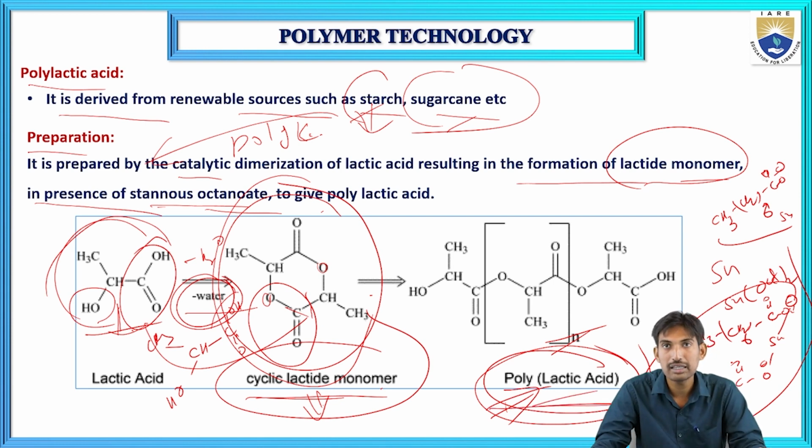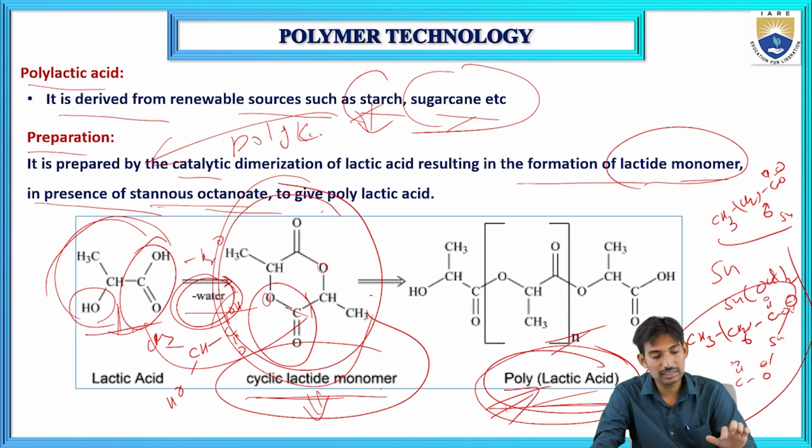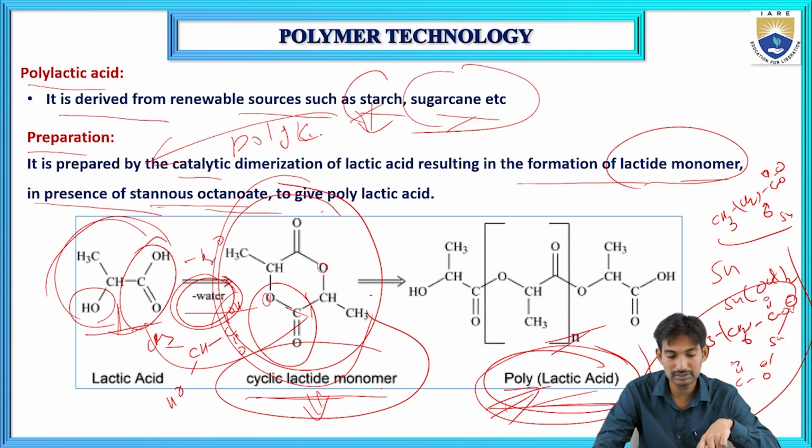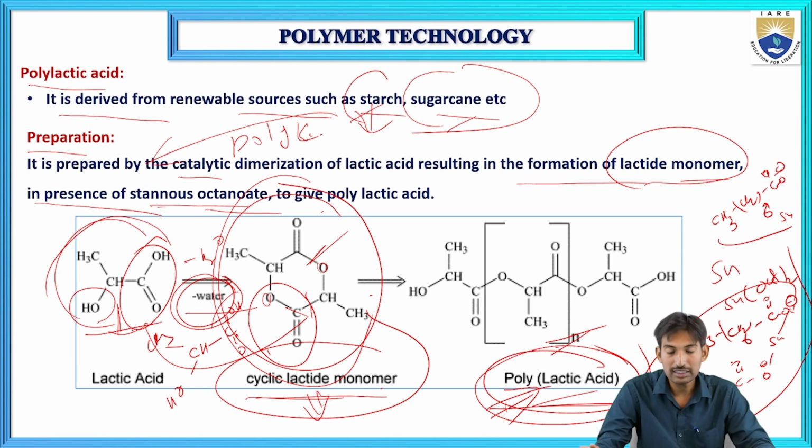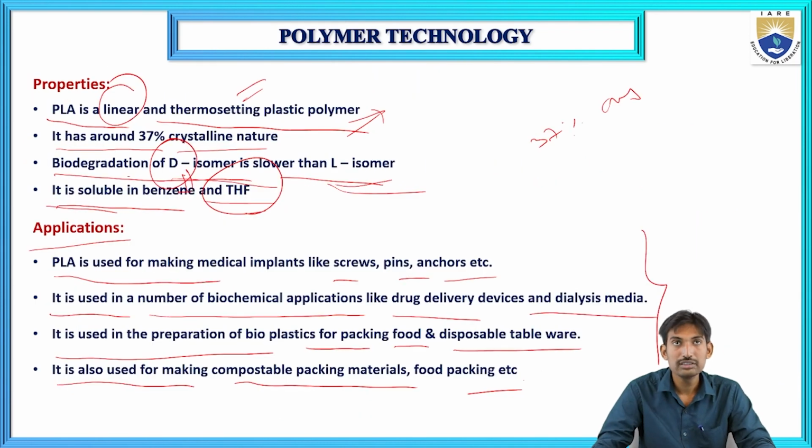This is the structure of polylactic acid. The monomer is lactic acid, which undergoes dimerization to form the cyclic lactide monomer. This is the monomer in the case of polylactic acid. In this case, we use stannous octanoate as a catalyst.